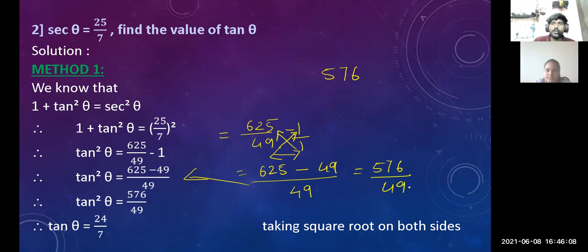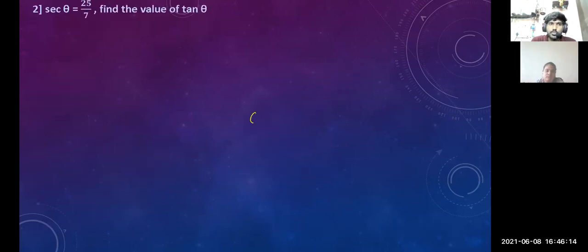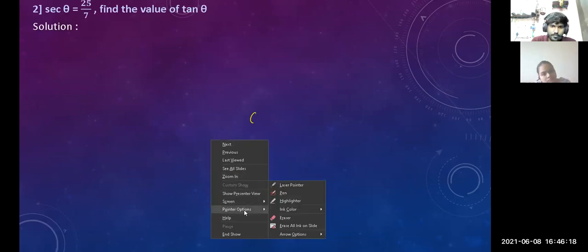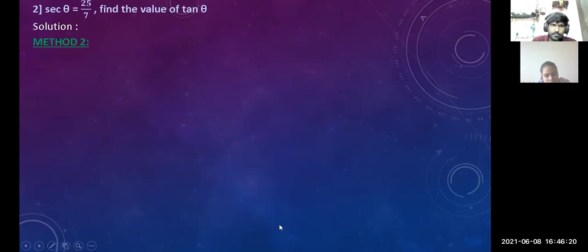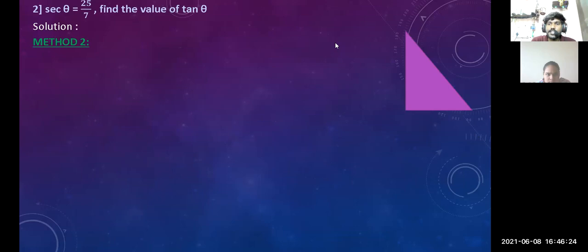Yes, done. Okay, now the same sum we'll do by method 2. For method 2, we need the diagram. So we'll draw the right angle triangle. We'll name it as ABC, and this is theta.